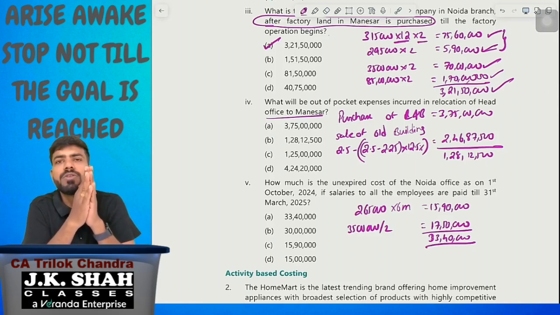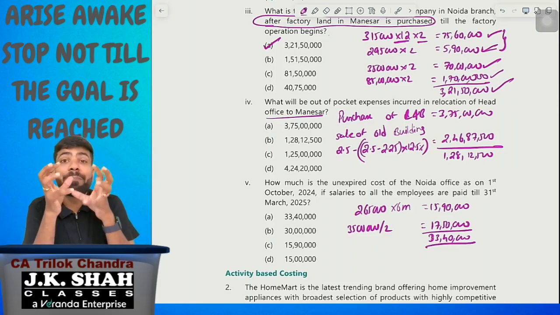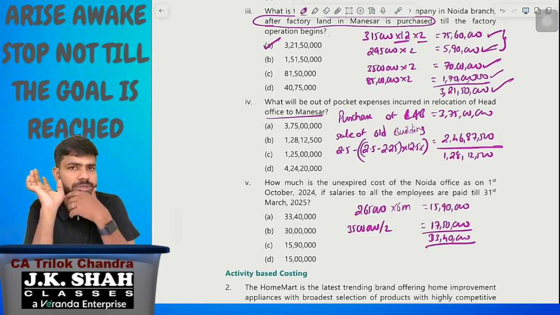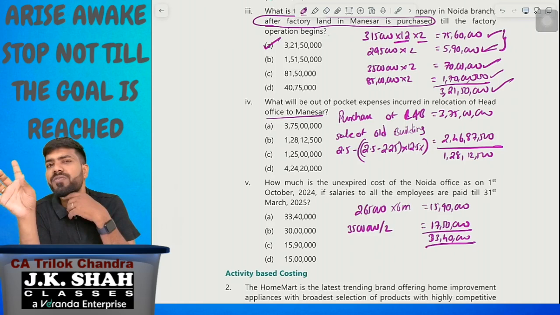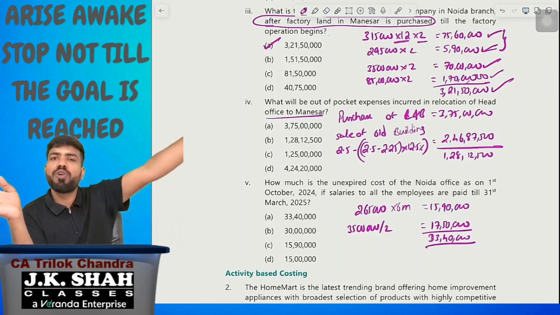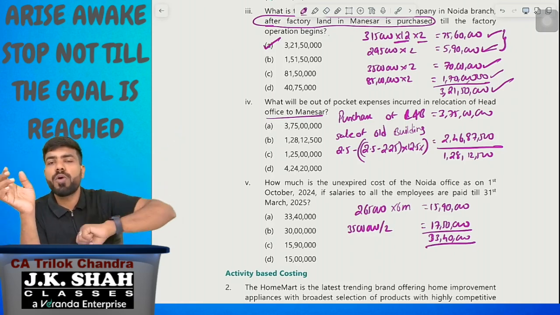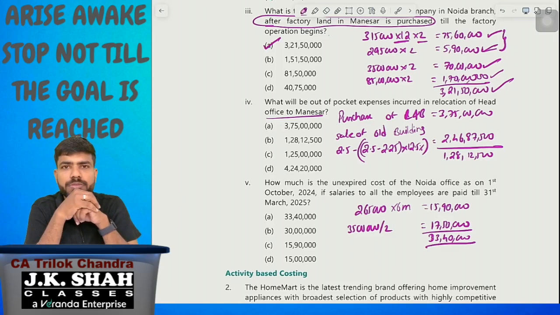Very simple. First of all, they purchased the building in Manesar by paying how much? 3.75 crores. To purchase that 3.75 crores worth property, they sold the Noida property. Noida property sold at what rate? 2.5 crores. Understanding? But on that, they need to discharge the capital gains.